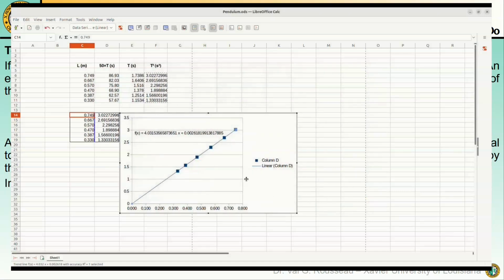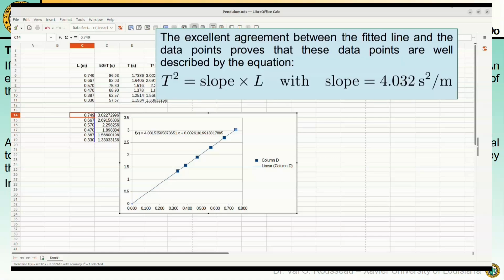And here, the software gives us the slope of the line and the intercept. The thing to notice is that the intercept is completely negligible compared to the slope times the x-coordinate of the data points, which confirms the direct proportionality. As a result, the excellent agreement between the fitted line and the data points proves that the data points are well described by the equation T² equals slope times L, with the slope equal to about 4.032 seconds squared per meter.